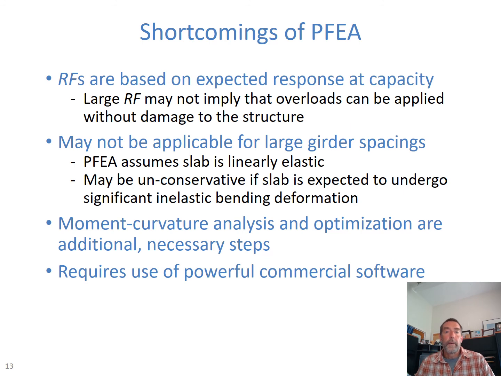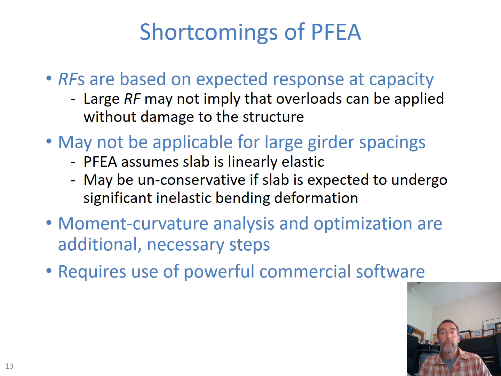Now, I've talked very positively about the method, but there are some shortcomings. The first thing we have to recognize is the rating factors are based on expected response at capacity. So at capacity, the structure has undergone a lot of inelastic deformation and load is redistributed. Those large rating factors we get don't necessarily imply that we can put big overloads on the bridge without damaging it. We have to keep in mind where the onset of damage is. That may dictate the largest truck that can be put on the bridge. And that's important because DOTs use rating factors to help inform them about whether they can give an overload vehicle a permit to travel on a bridge, for example.